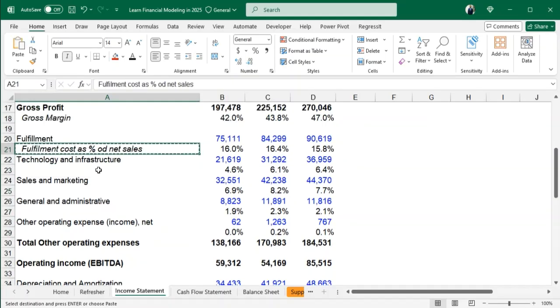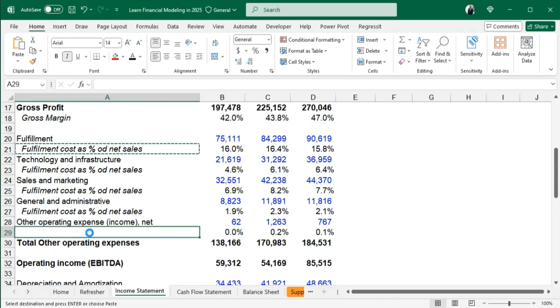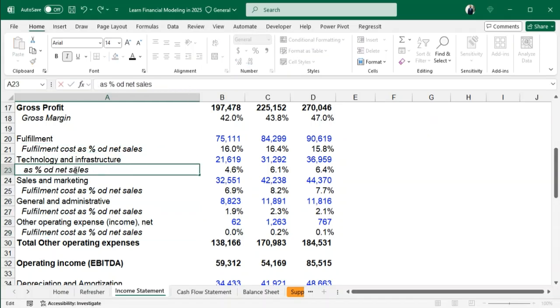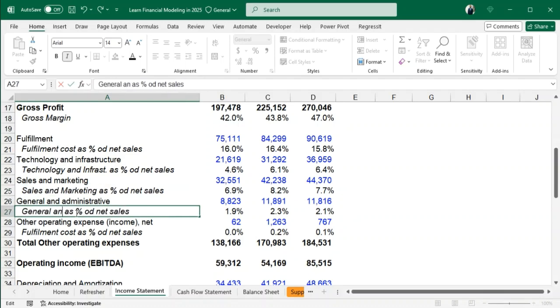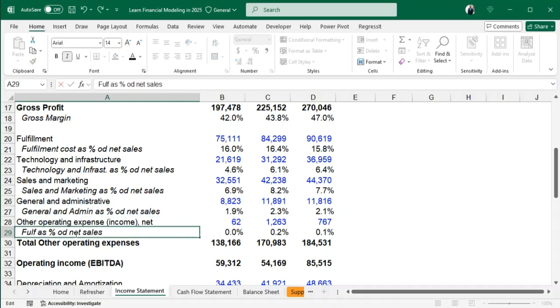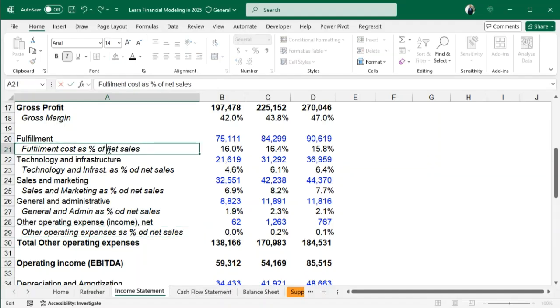Right, so I've done the following. I'm going to copy this, this here, this here, this here. So you can see the items. So instead of fulfillment, I can say technology and infrastructure. So yes, shorten that. Come here. It will be sales and marketing as a percentage. This is going to be general and admin, and then this is total operating expenses as a percentage.